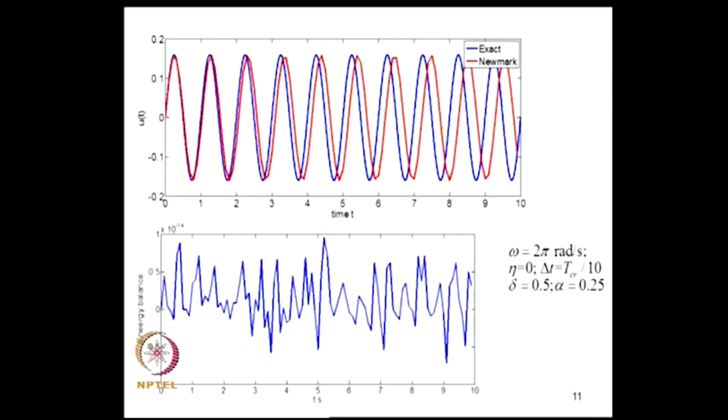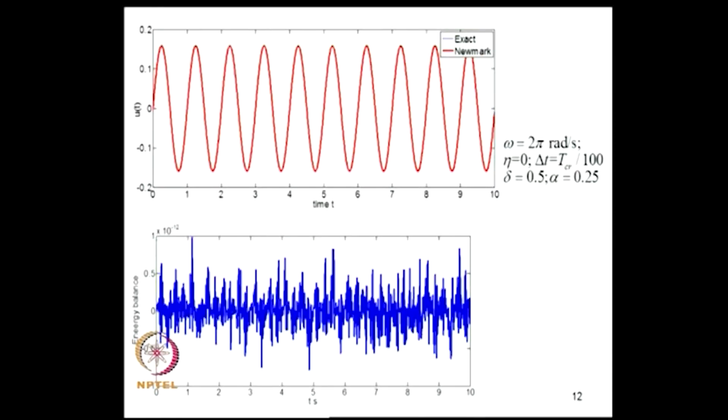So, some quick illustrations: a single degree of freedom system with natural frequency 2 pi. Damping is 0, free vibration problems we are considering, and I am considering step size of 1/10 of critical step size, and these are the algorithmic parameters. So, the blue line here is the exact solution and the red one is the Newmark solution. Obviously, it is not accurate, but it is stable. If I now plot the energy balance, we see that this is 10 to the power of minus 14. So, you can see that the energy balance criterion is satisfied.